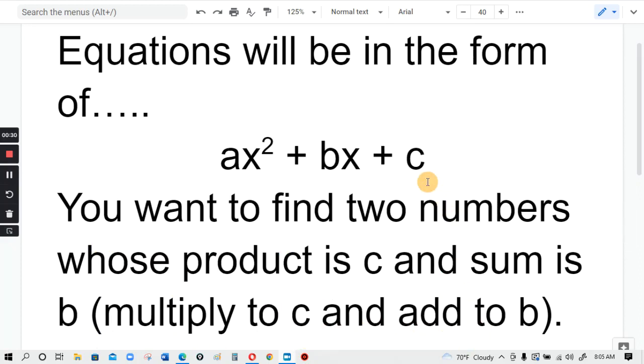All right, so we're going to be writing out the factors of c, that is the constant term with no variable.